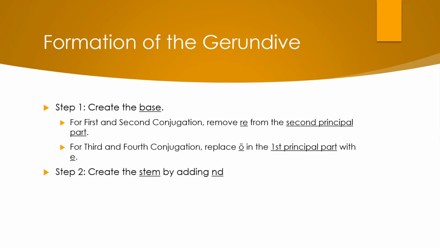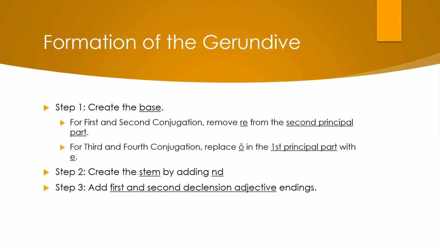Our second step is still the same as it was before. We're going to create the stem by adding the letters ND. And notice just as the word gerund had the letters ND in it, so does the word gerundive. Step 3 is where things change. Because this is an adjective, we will be using the first and second declension adjective endings, and we will want to add these endings to the stem.